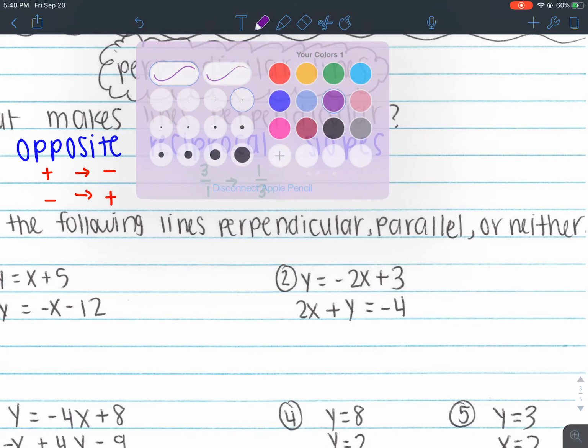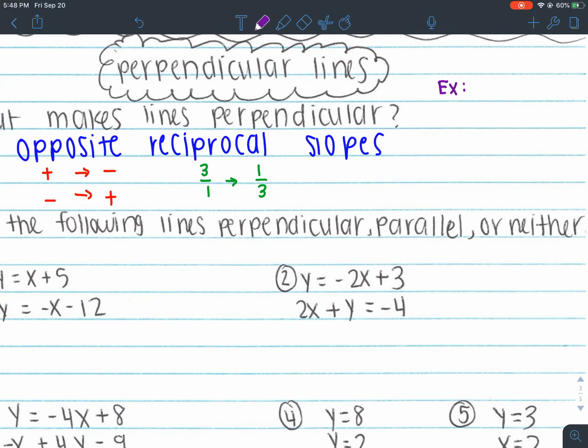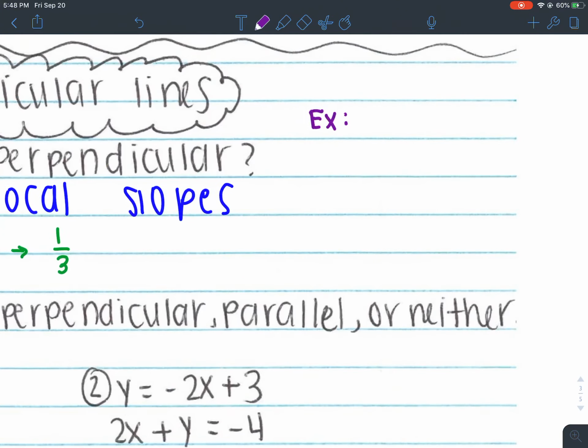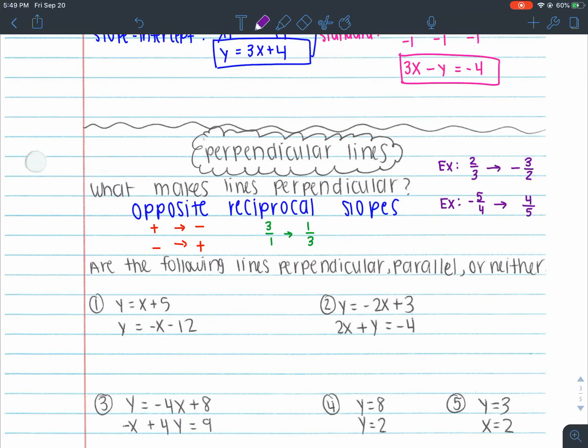So let's do some examples here. If my original slope was 2/3, my new slope is going to be an opposite of that, so negative, because that was positive, and then you flip it, which is negative 3 over 2. Another example would be if I had negative 5 over 4, opposite sign would be positive, and I would flip the fraction, it would be positive 4 over 5. So you have opposite reciprocals by flipping the sign and also flipping the fraction.